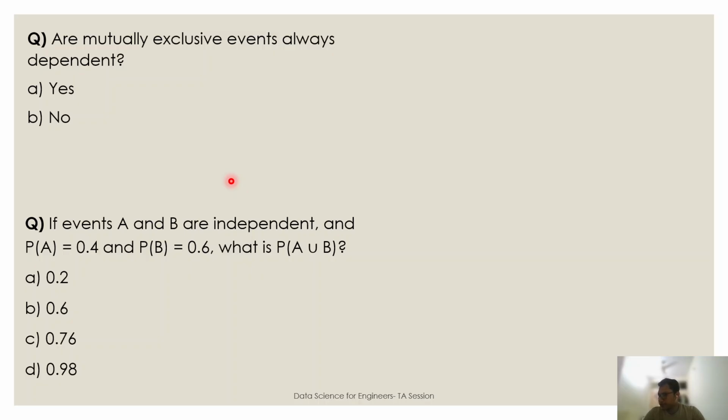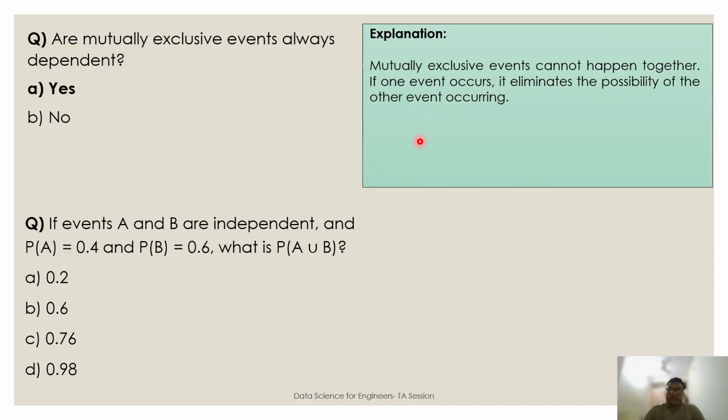B, okay, A, B, yes. Okay, so more than two of you answered B. So let's understand the reason. Mutually exclusive events cannot happen together. If one event occurs, it eliminates the possibility of the other event occurring. So are mutually exclusive events always dependent? Yes, they are always dependent. So that's exactly the explanation.